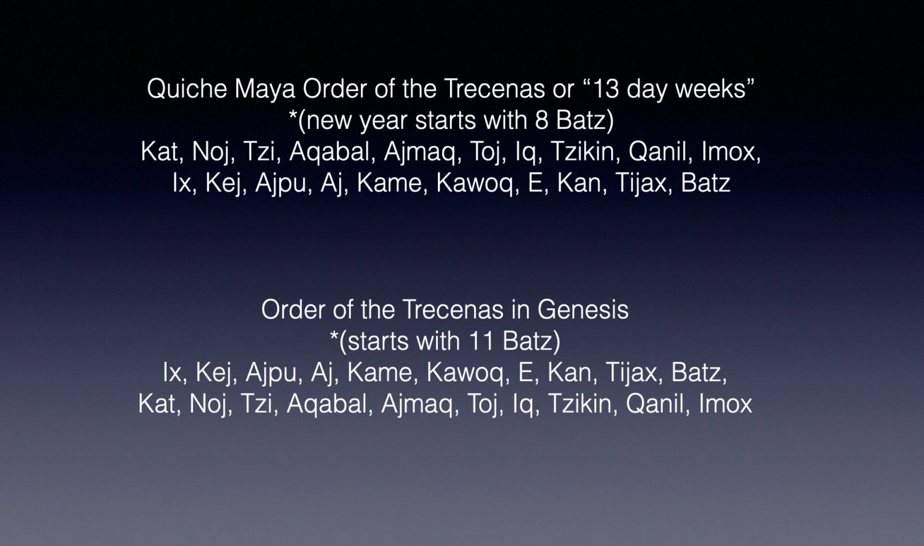So in Genesis, the book of Genesis, this entire book is written in the order of the Trecenas. Each chapter is a different Trecena, and it starts with Ish. That Ish being the day of Earth Mother, or the Mother of Earth, or the day of woman, so to speak. And the first chapter is the creation of the earth, isn't it? So on and so forth.